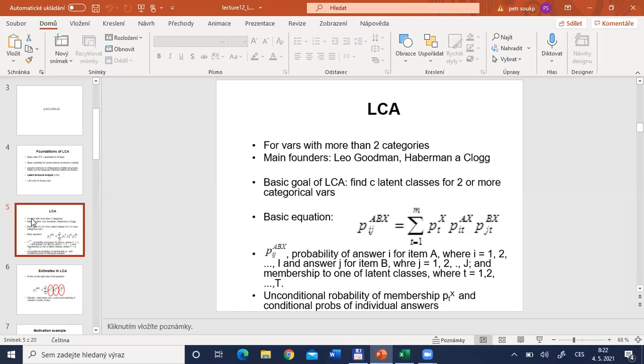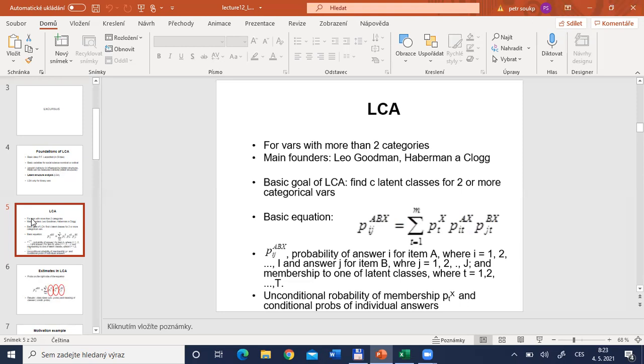So let's go to some deeper insight. First of all, we will start with some equations, but do not be afraid of them. Then we will take two examples that could help you to understand what is behind the scenes. And then, of course, we will be computing a real-life example step by step. So you will be, I hope, capable of understanding all the complexity of latent class analysis.